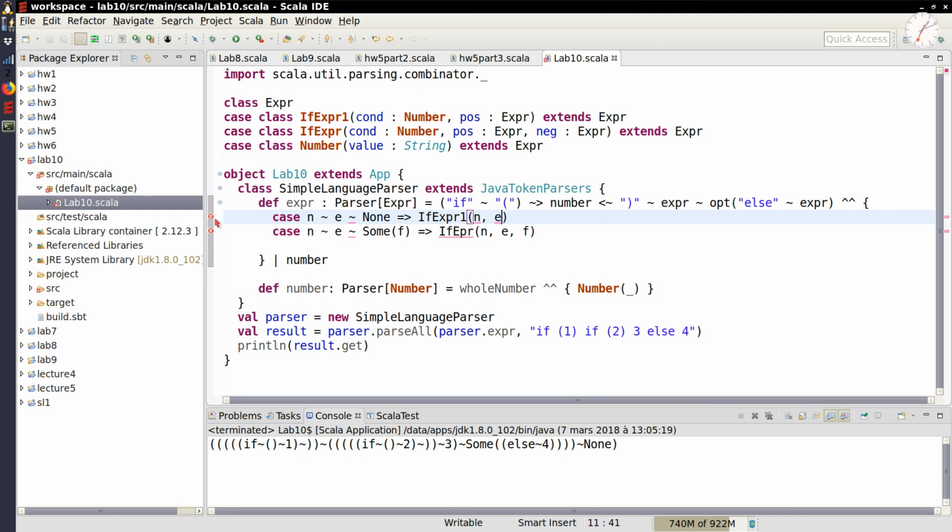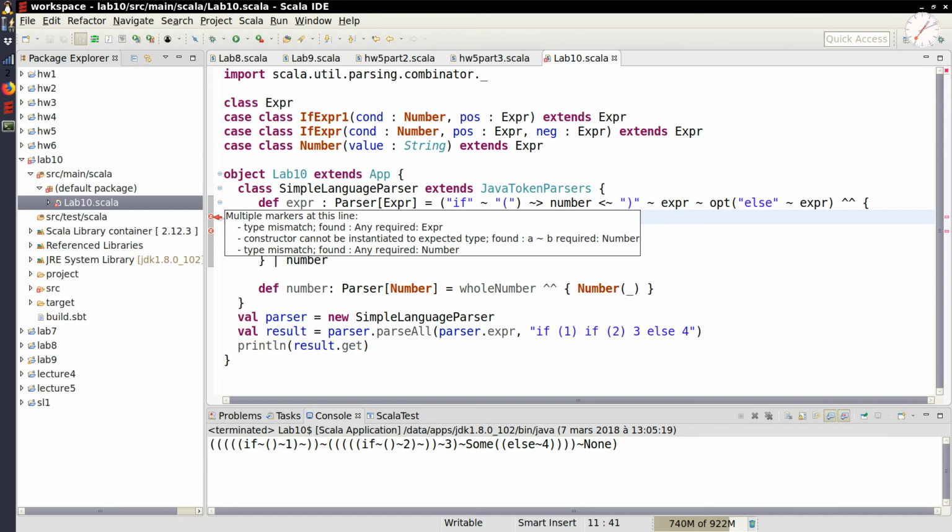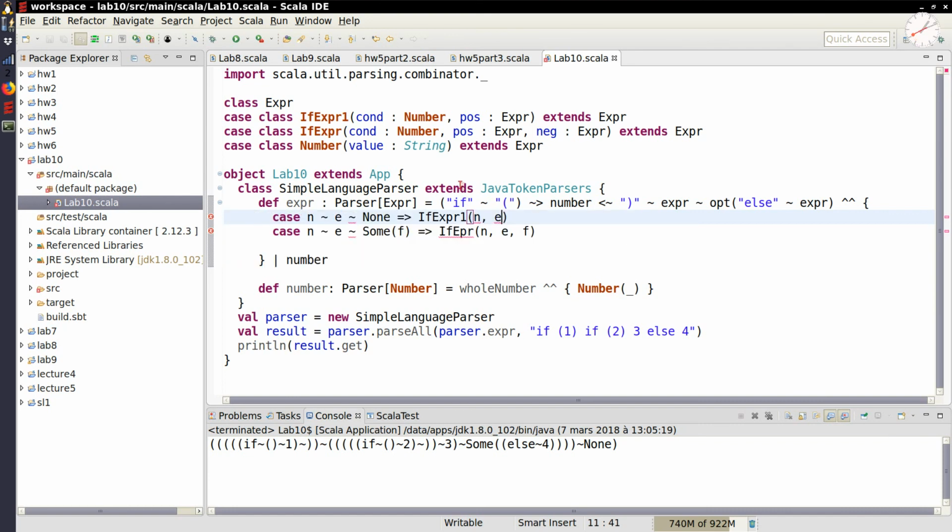Except now I'm getting a nasty error here. It says type mismatch, found Any, required Expr. And so when I looked at that this morning, I stared at it for a good long time, and I could not figure it out. And so then I decided to go back and see if maybe I made some silly mistake. There's always some list of things that can go wrong.